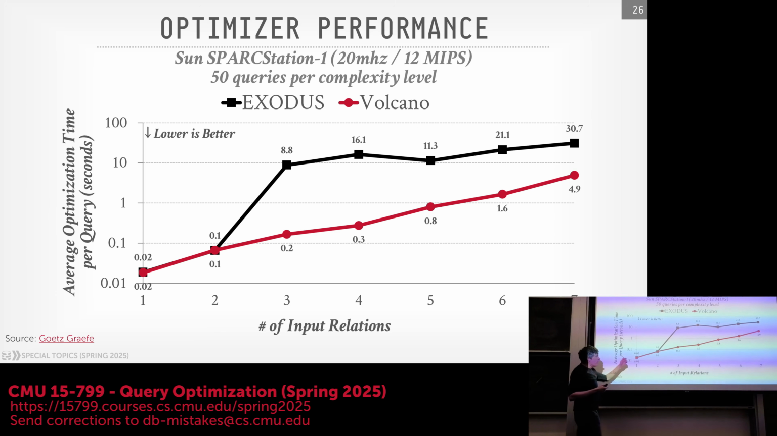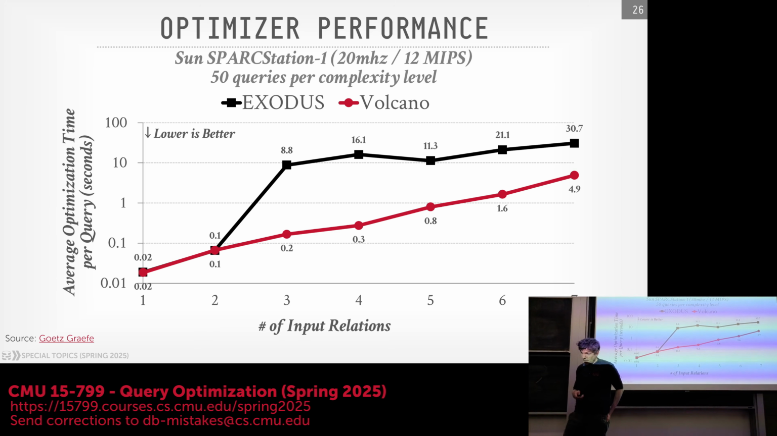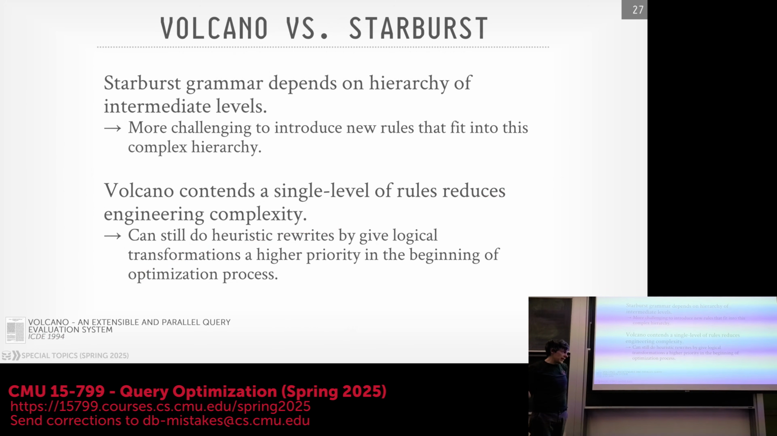Again, the big jump here is because of that mesh table, where they reanalyze subplans over and over again because they can't keep track of having already seen this thing before, whereas Volcano can. So they dunk on their own previous papers. That's good work. I like that.